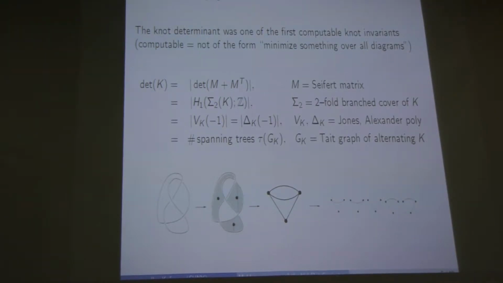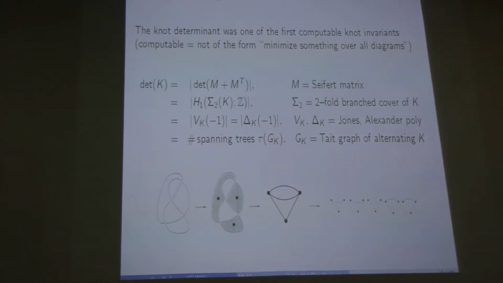So the determinant was defined as the determinant of the symmetrized Seifert matrix. Before that, it was actually known as the order of the first homology of the twofold branch cover of the knot. And more recently, people usually think of it as the absolute value of the Jones polynomial at -1 or the Alexander polynomial at -1.